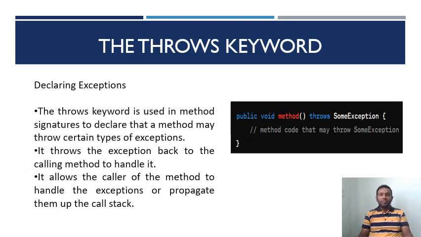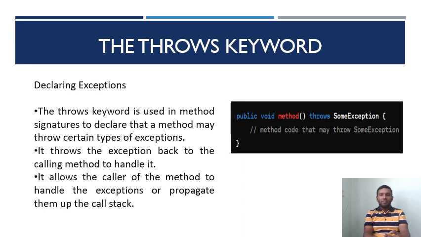The throws keyword is the next concept. Declaring exceptions. The throws keyword is used in method signatures to declare that a method may throw certain types of exceptions. It throws the exception back to the calling method to handle it. It allows the caller of the method to handle and accept exceptions or propagate them up the call stack.